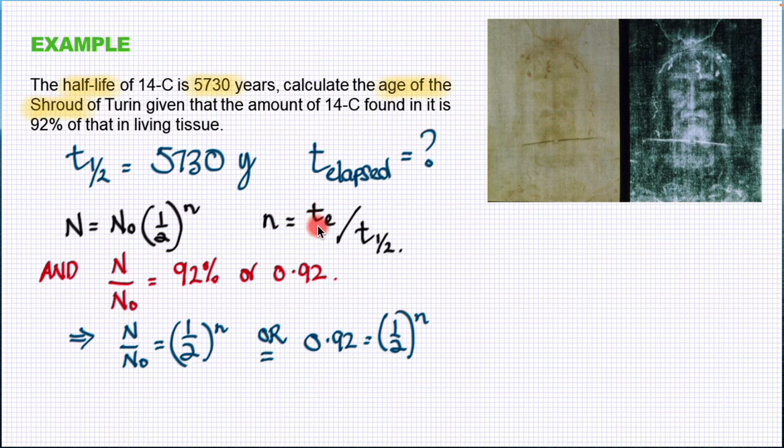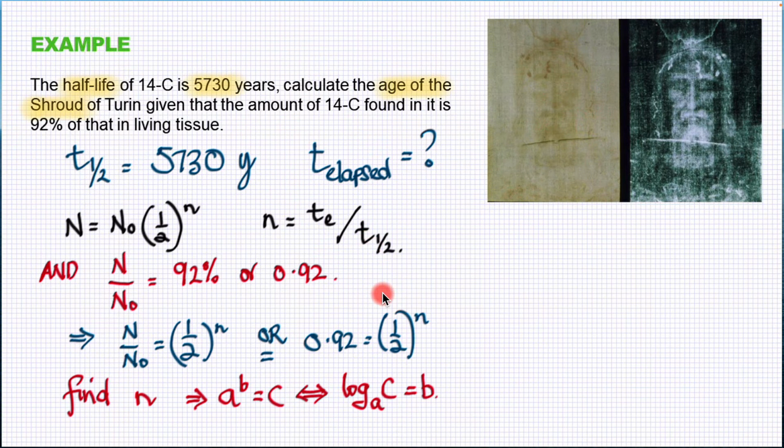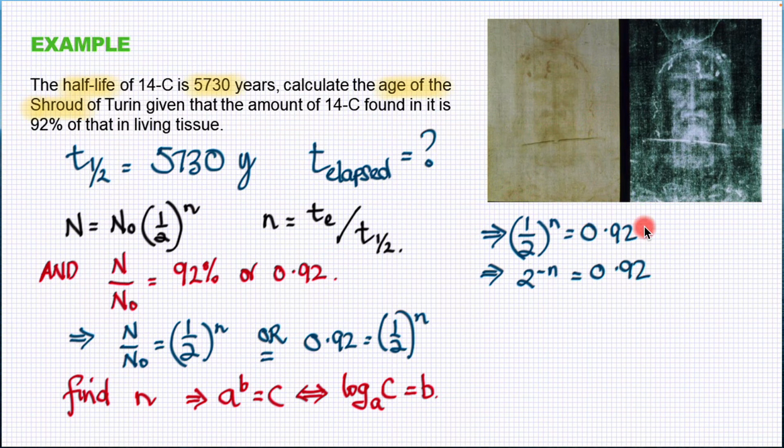We know that the unknown is what we need to find, the time elapsed, and we know the value of the half-life of carbon-14. So we want to find n. Now here is where we need to use a mathematical equation that has to do with indices. So a to the power of b equals c. If a to the power of b equals c, then that's equivalent to the log to the base a of c equals b. So we can apply that here. We've got a half to the power of n equals 0.92. We can write this as 2 to the negative n, because 1 over 2 is 2 to the negative 1. 2 to the negative 1 times n is 2 to the negative n.